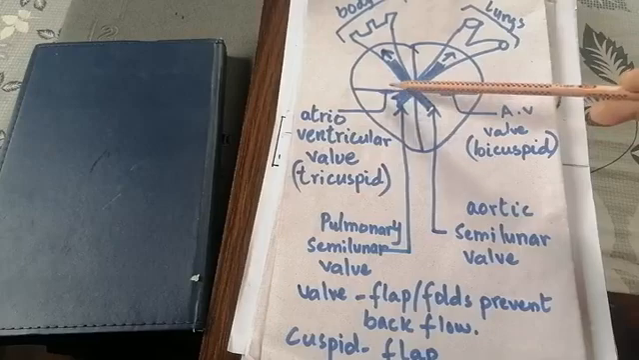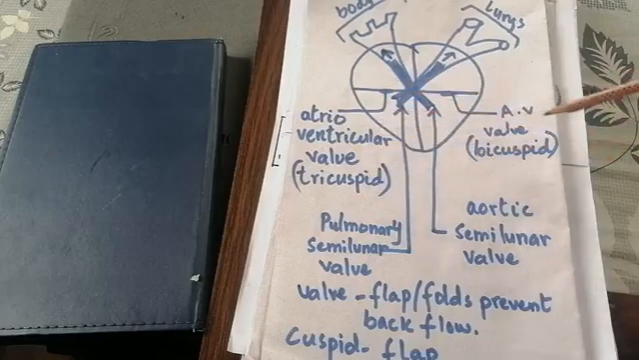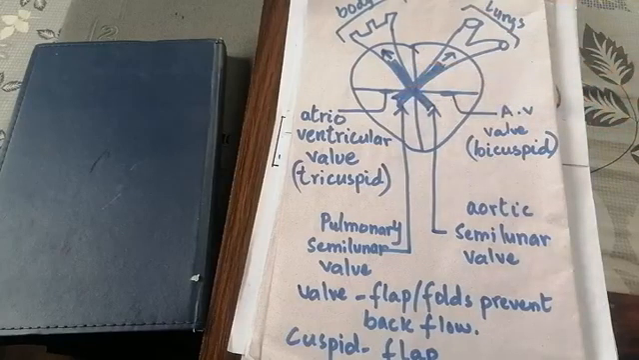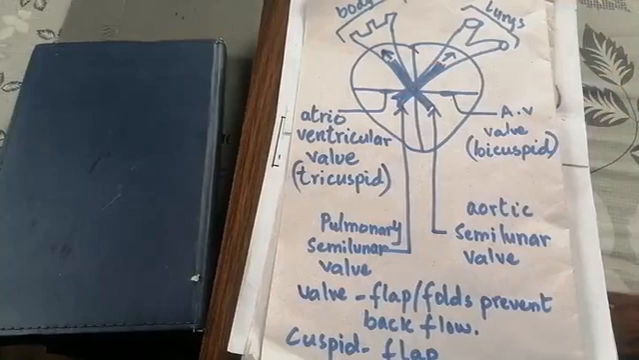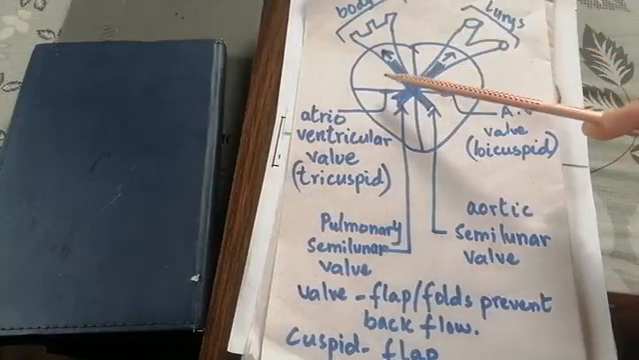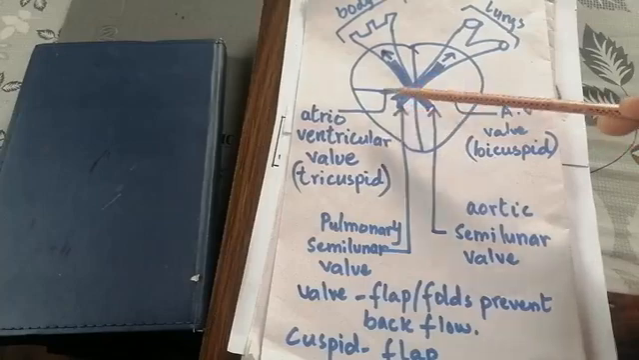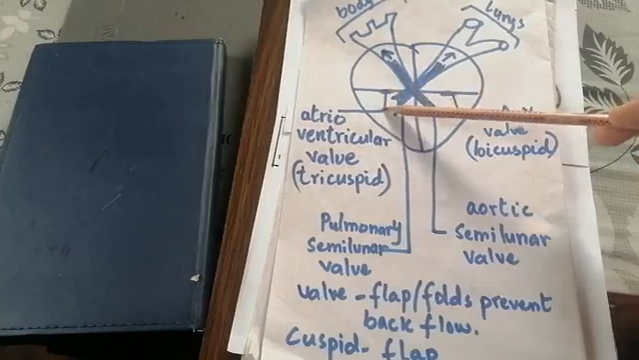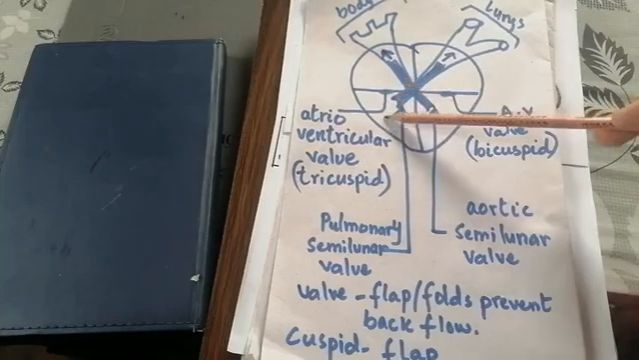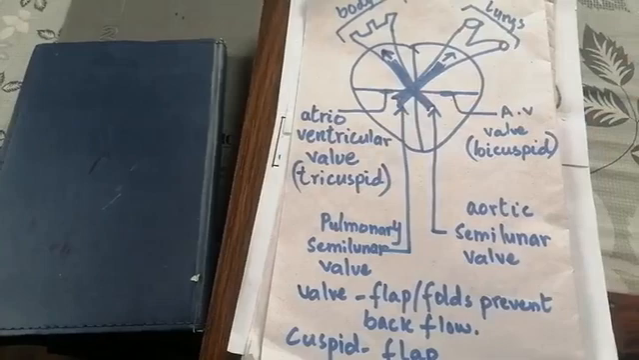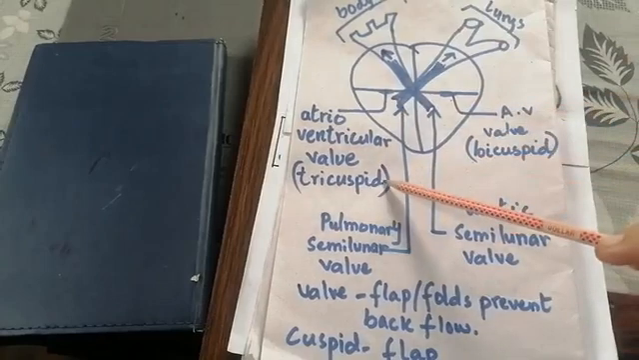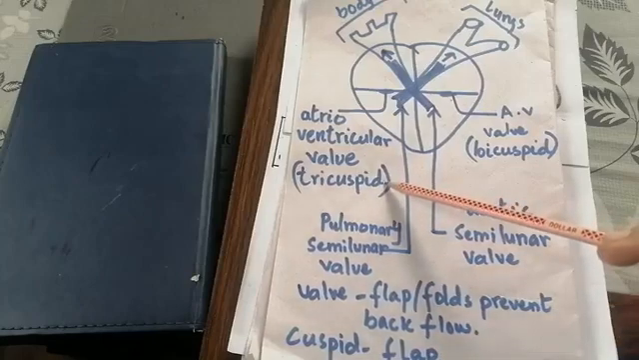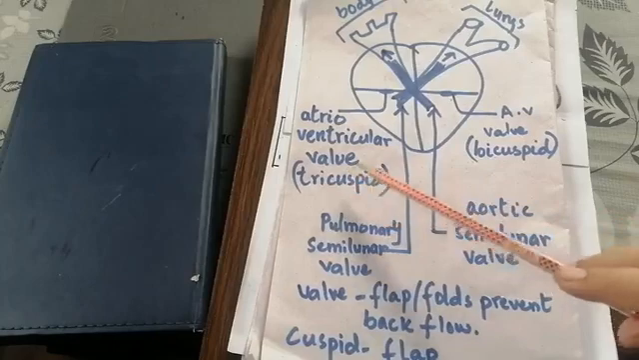So there are valves present. Don't get confused by so much labeling. I'm just going to explain in a very easy manner. The valve present between the atrium and the ventricle is known as the atrioventricular valve. On the right side, this valve is also known as the tricuspid. Cuspid means flap. When the valve has three flaps, that valve is known as tricuspid.